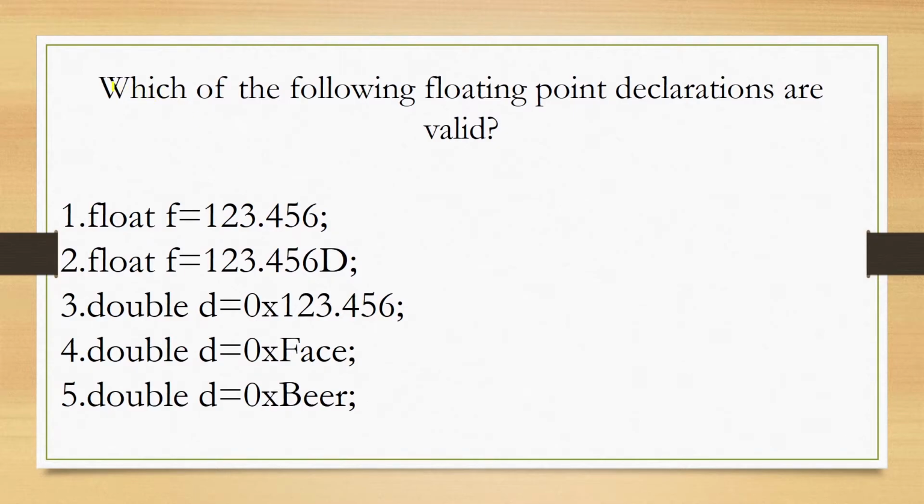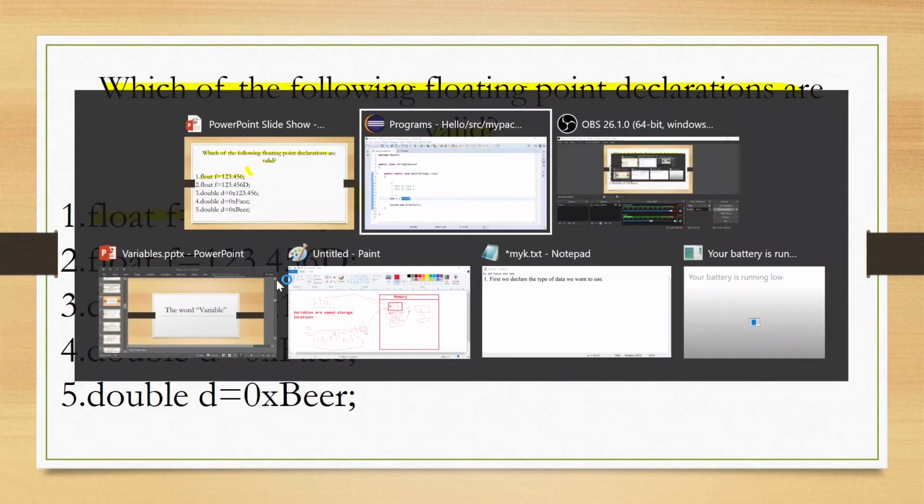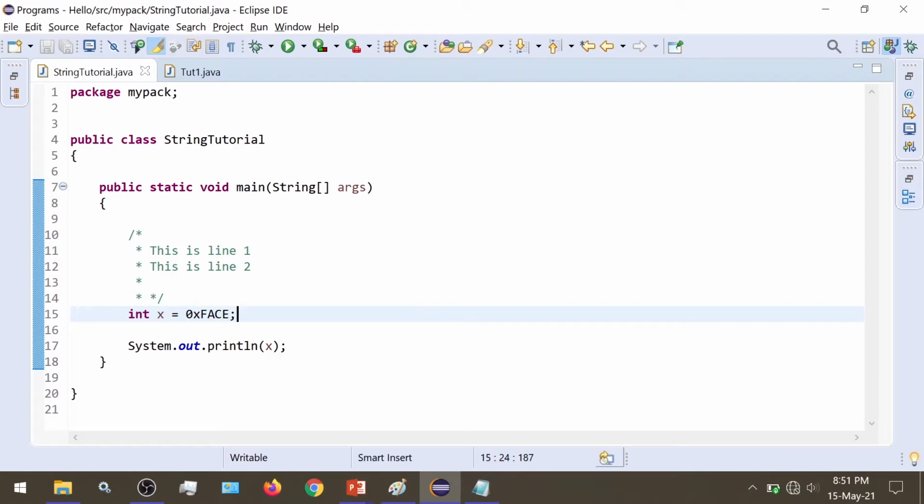So now let's do some activities. Which of the following is a valid float declaration? Let's see, if we are trying to use float f equal to 123.456, would this be valid or invalid? Take a pause and try to guess the output, whether it would be valid or invalid. So let's try.